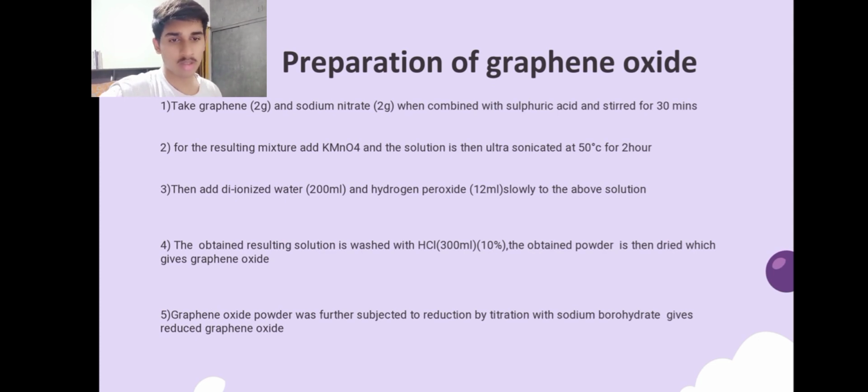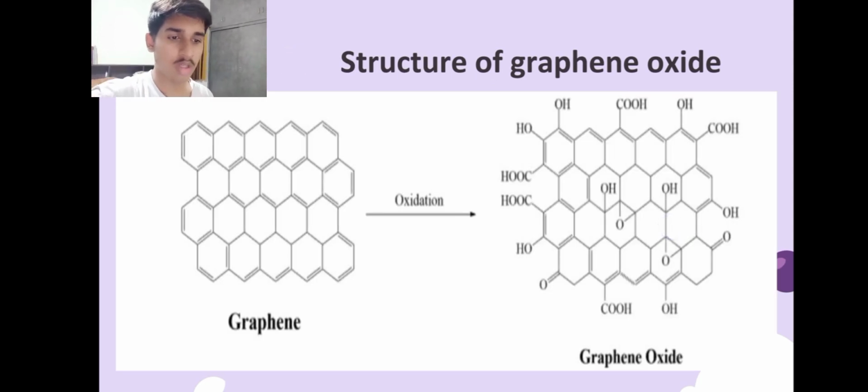The resulting solution is washed with hydrochloric acid of 300 ml at 10% dilution. The obtained powder is then dried, which gives graphene oxide. The resultant graphene oxide is then further subjected to reduction with sodium borohydride, which gives reduced graphene oxide. So this is the final product which is required by us. The structure of graphene, as you can see, after oxidation looks something like this.